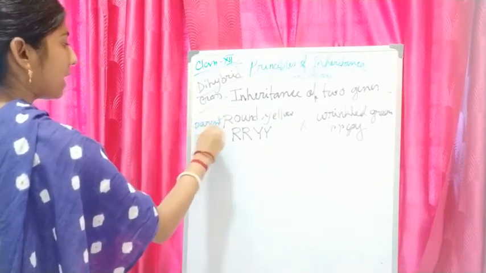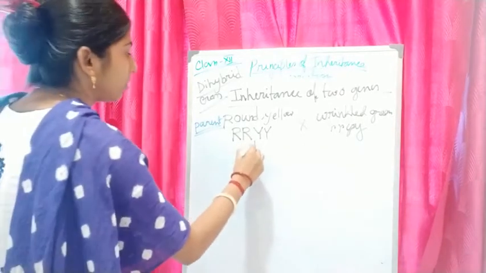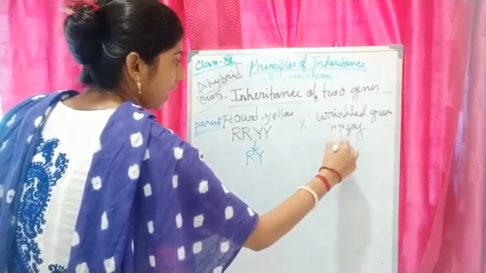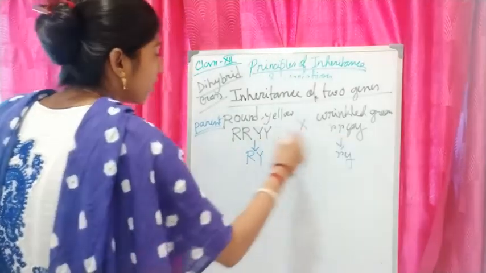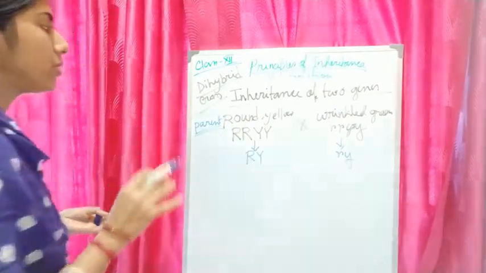So that is the P generation or parent generation. Now gametes will be formed. So what will be the gametes? Capital R, Y, and in that case small r, small y. So in that case we have to consider both the characters.